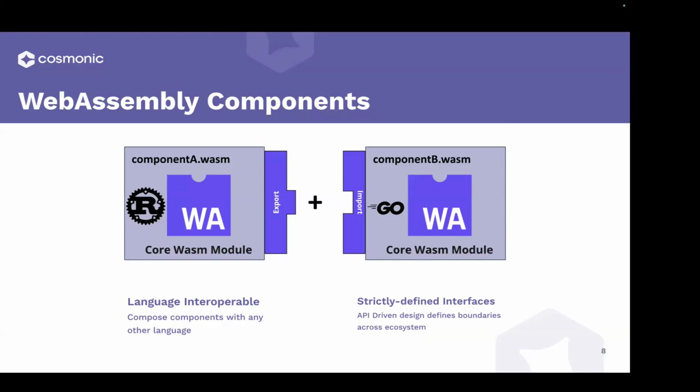WebAssembly components are language interoperable. You can see here that we've got a Rust component and a Go component, but they're actually going to operate together. They do that through these strictly defined interfaces. You say that component A needs to be able to import feature X, and then component B will say, well, okay, I'm going to consume that particular interface.